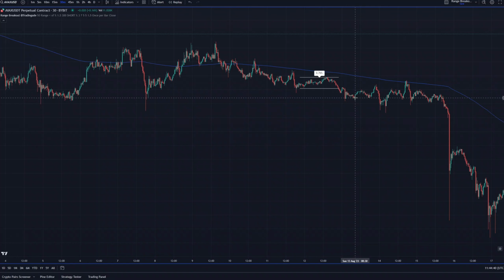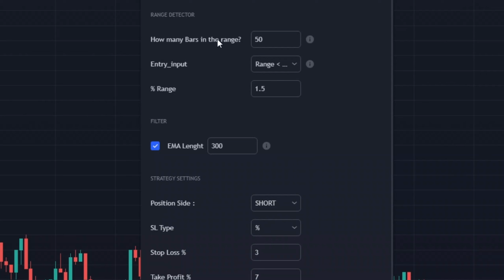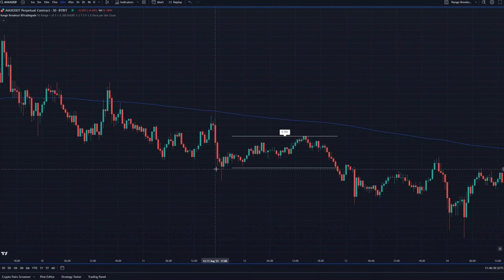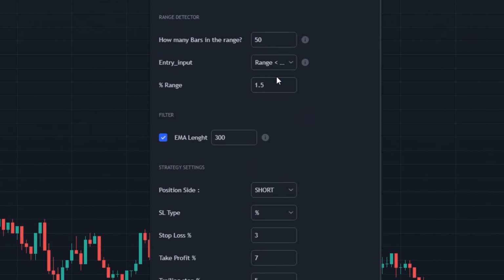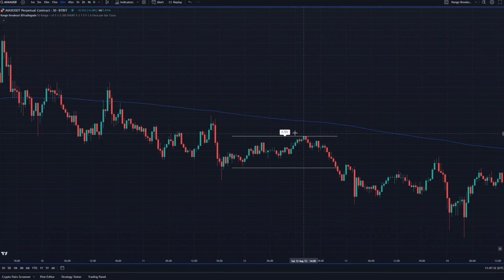I created this custom indicator that detects price ranges. As you can see, we can detect how many bars are in the range, that means the length of ranges. Here, the maximum percentage. In this particular example, it will detect ranges that are less than 1.5%. As you can see here, it is 0.76%. Other than that, you can detect ranges that are lesser than this percentage or ranges that are greater than this percentage. Today we will concentrate only on ranges lesser than this percentage, because we are looking for tight ranges.